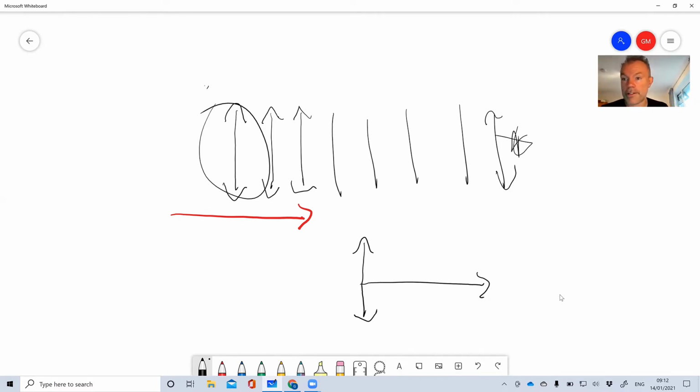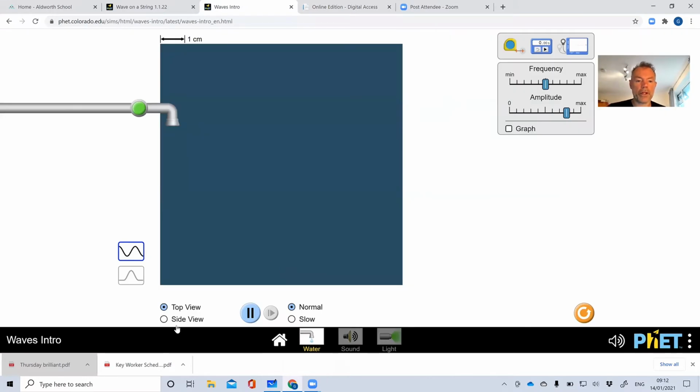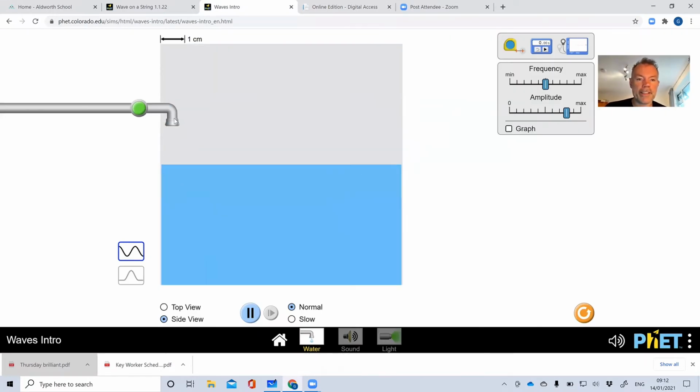Okay, it's a transverse wave. A good example of that is a water wave. So let's have a quick look on this simulation. If we look at a water wave, I'll look from the side. What we've got here is a tap, and here's some water.